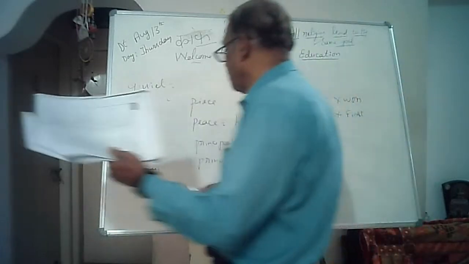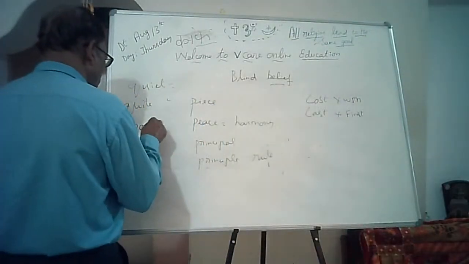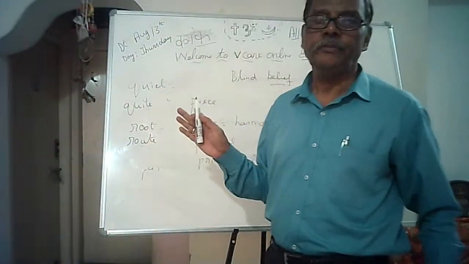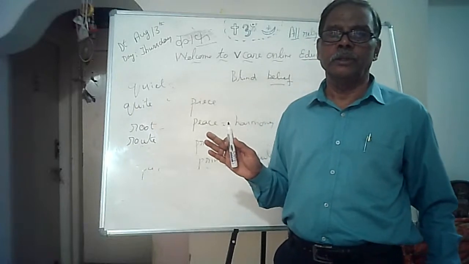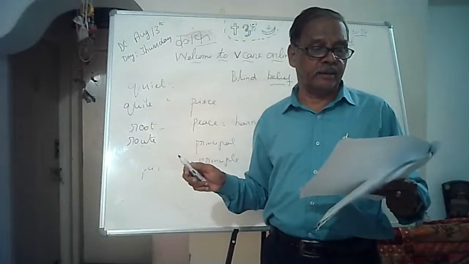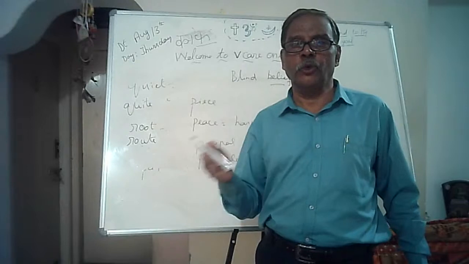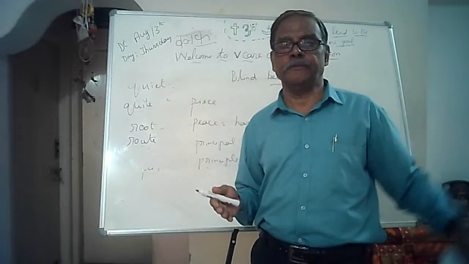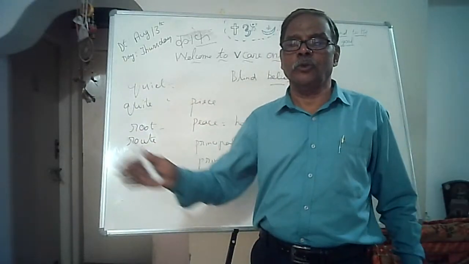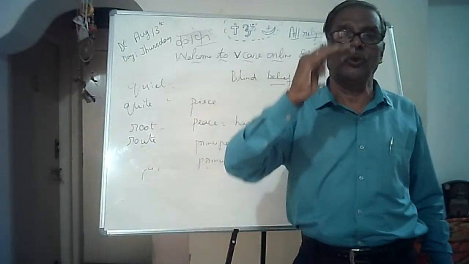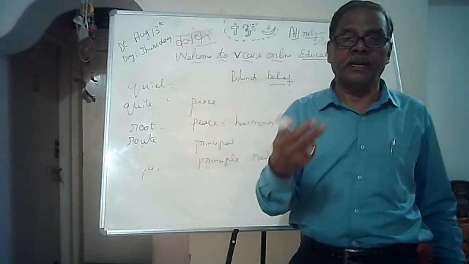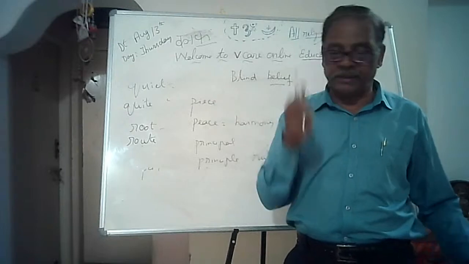Root and route. Some more common words. R-O-O-T, root. R-O-U-T-E, route. Look at the difference. R-O-O-T, root: tap root, fibrous root, the bottom source. This is root. Route is a path. What is the route? Which route goes to which place? This route goes to Brigade Road. This route goes to MG Road. It's called route. Anything which grows above the ground is called shoot. Bus route, train route, ship route, like that we can say.